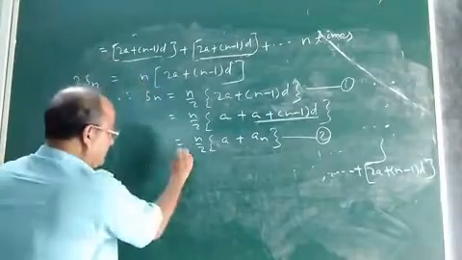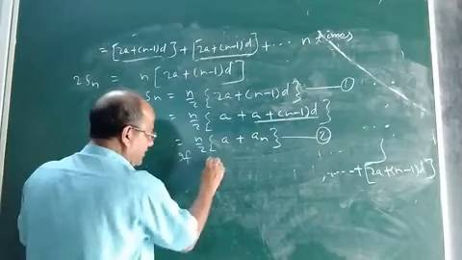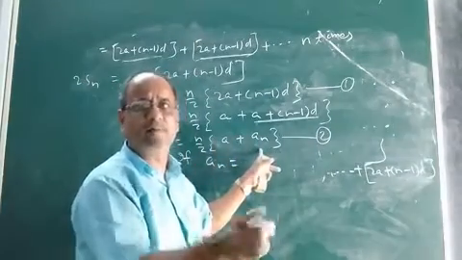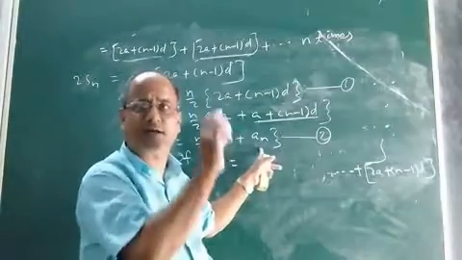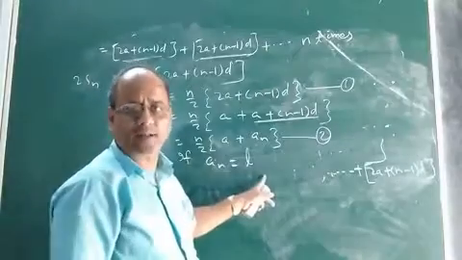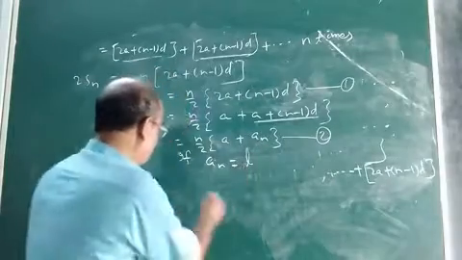And again, if you see, this an means the nth term or the general term of the AP. If an equals l, meaning the last term, and you are given the last term, then what will be Sn?